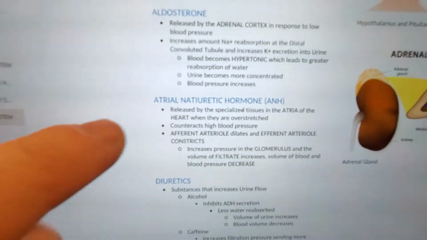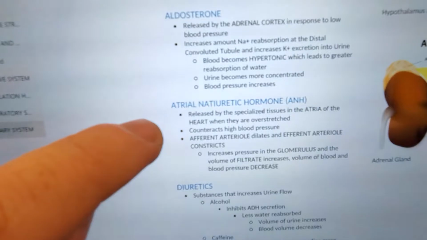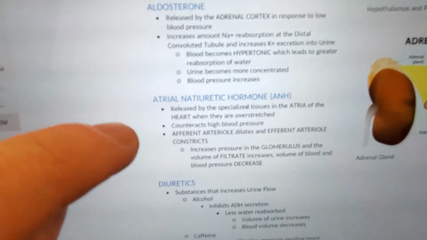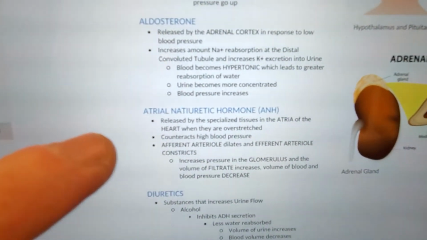It's released in the atria of the heart. Remember the atria of the heart? Remember when we did the heart, long years ago? If the atria feel that they're getting stretched too much, blood volume is too high, blood pressure is too high, the atria have special tissues that will release ANH. It's to counteract high blood pressure, because here the blood pressure is so high it's becoming dangerous.